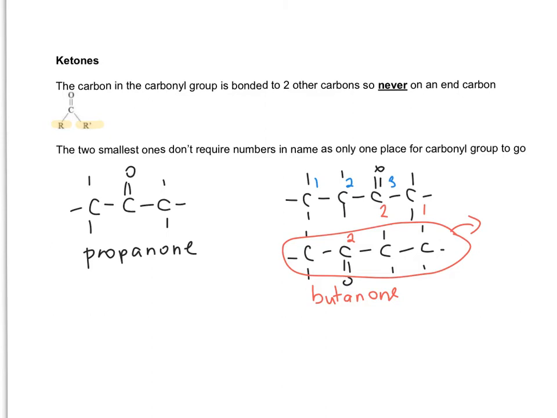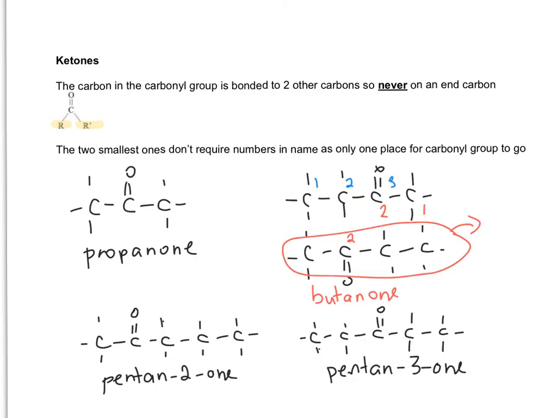Where we start seeing where we have to place a number is when we're larger than that. If we have pent, 5 carbons in a row, the carbonyl could go on the second carbon, or it could go on the third carbon. So we would have to name these accordingly with numbers.